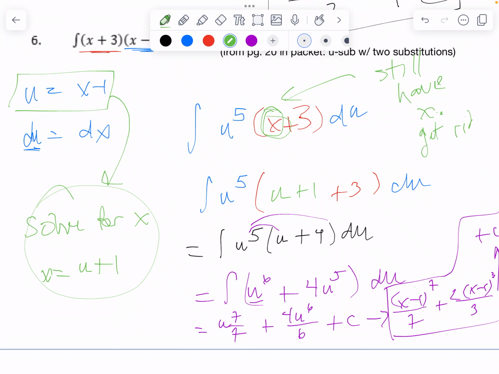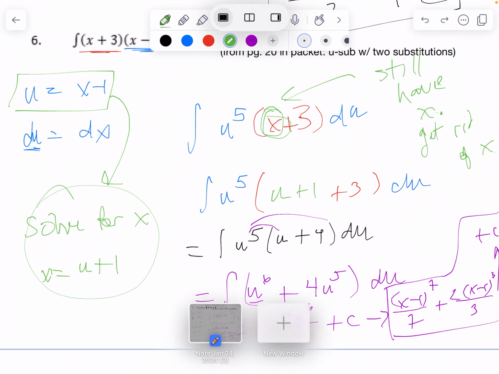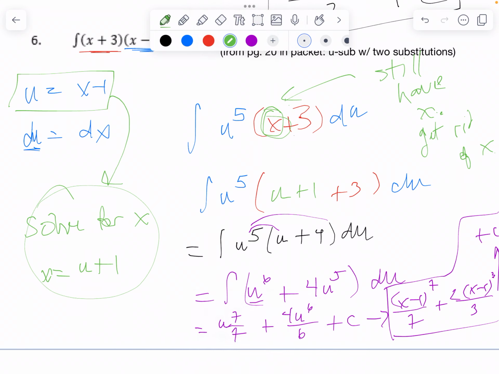Okay, next. Last one. Did I just write it? I'm not allowed to write it, am I? I'm going to get rid of x. Okay, last problem here.